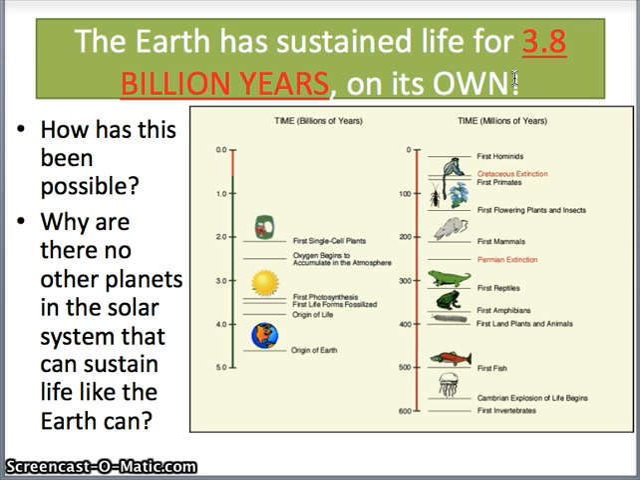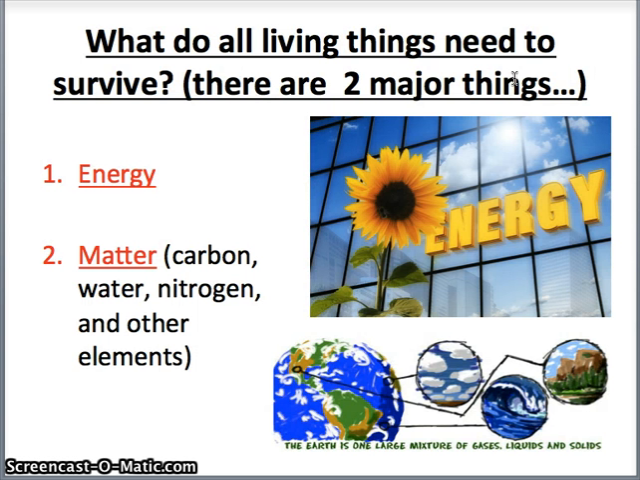And why do you think there are no other planets in the solar system that can sustain life like the Earth can? Well, let's think about what living things need to survive. There's two major things. First, all living things need energy. All living things also need matter. Matter such as carbon, water, and nitrogen. We learned about the cycles in the last unit.